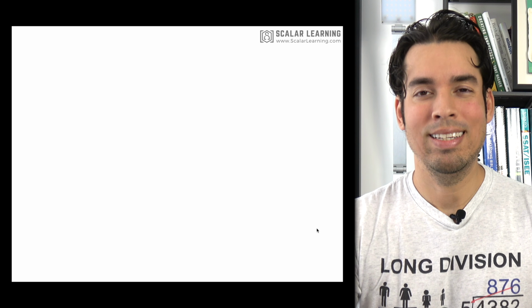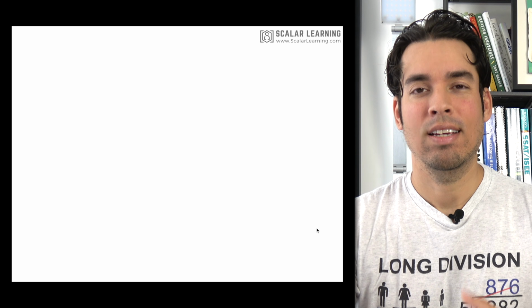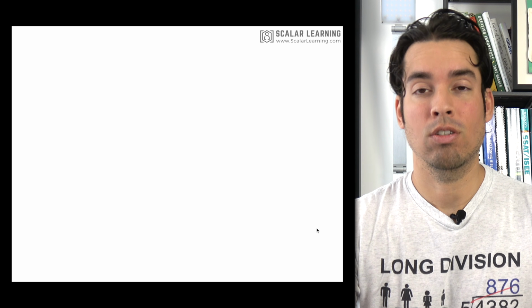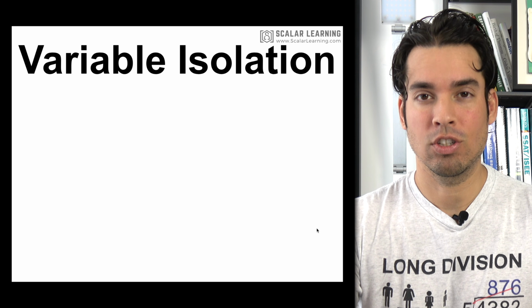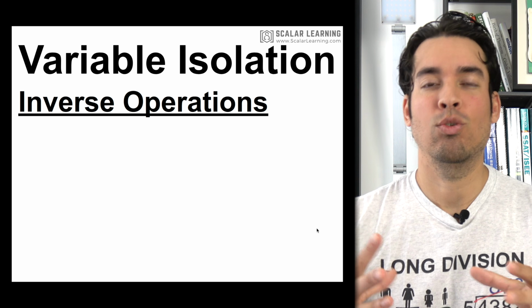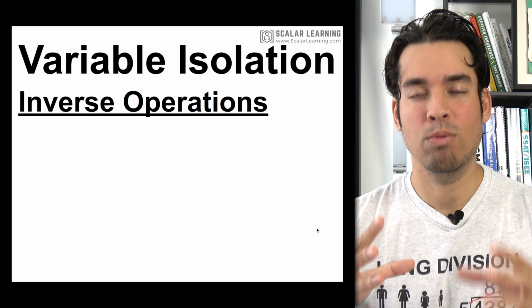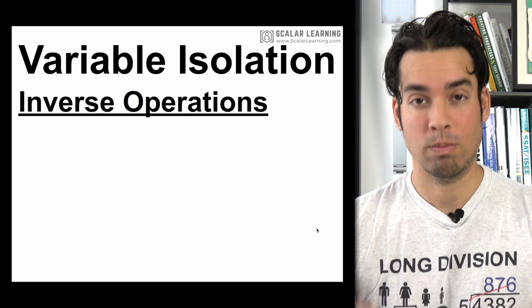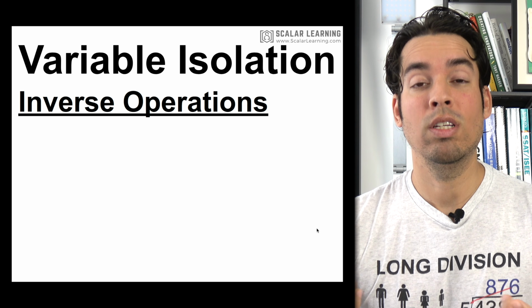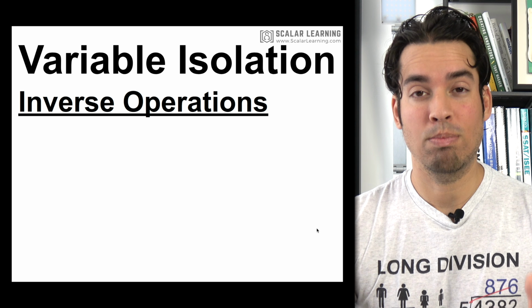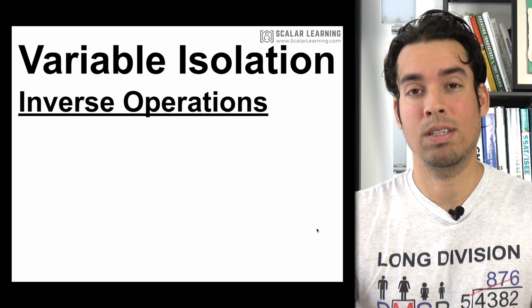The first thing that we need to understand is that this entire section, and really every section, is all about variable isolation. When we think about variable isolation, we think about getting the variable by itself so that we can actually solve for the value of the variable. And we do this utilizing something called inverse operations, which essentially means opposite operations.